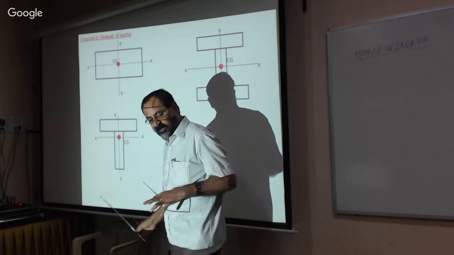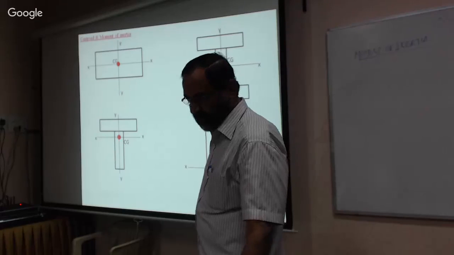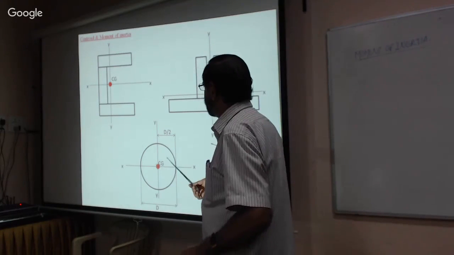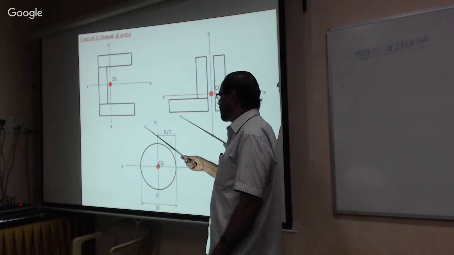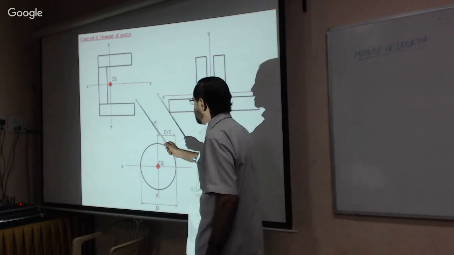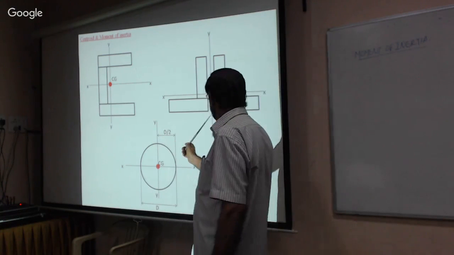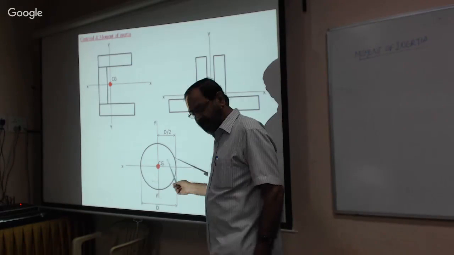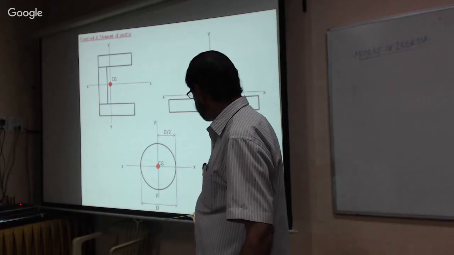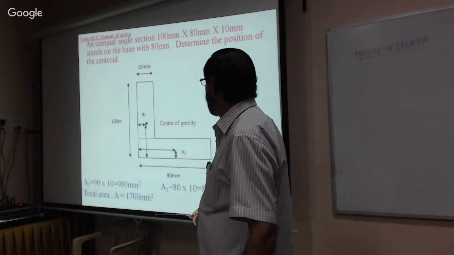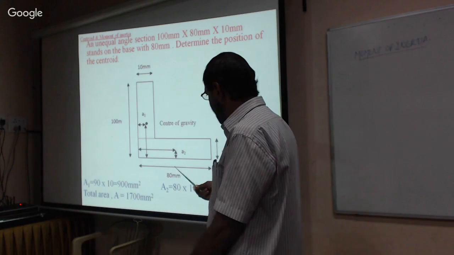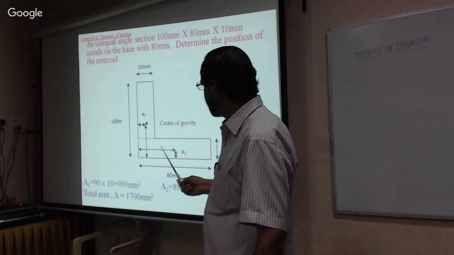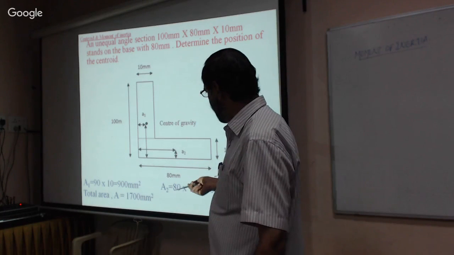Now, in the last class we have discussed these are the various sections used in engineering construction practices. Now, this is the channel section, double angle, the reverse T section, and this is the circular section. These are all the sections used. And we have calculated the centroid. We have calculated the procedure for calculating the centroid. We have done for all these things.